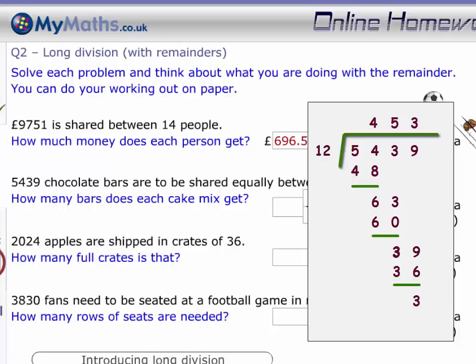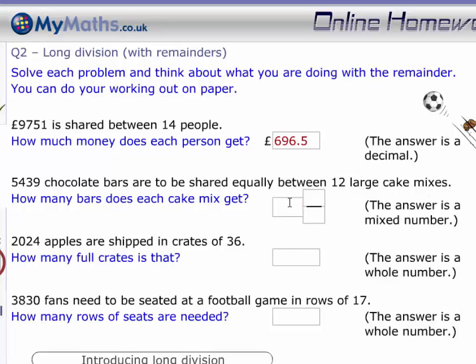But that's 3/12. So we're going to put the answer in here: 453, and we have 3 over 12. But we could also simplify that, because 3 goes into 3 once, and 3 goes into 12 4 times. So we could make that 1/4. And I've put in the fraction because it tells me that the answer is a mixed number, and this is a mixed number, a whole number with a fraction.